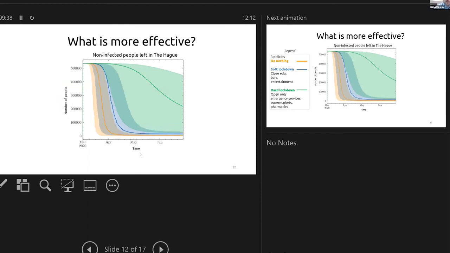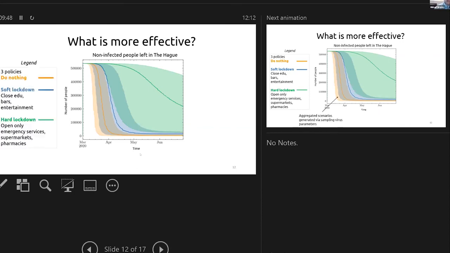On the x-axis, you have time, from March till June. And on the y-axis, you have the number of infected people in the city. You can see that we have 3 colors here: orange, blue, and green. Those colors represent different policies that policymakers asked us to take a look at and to test.